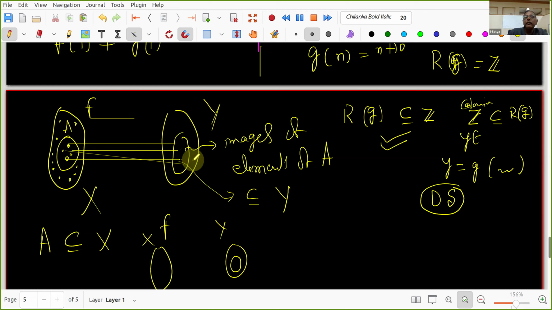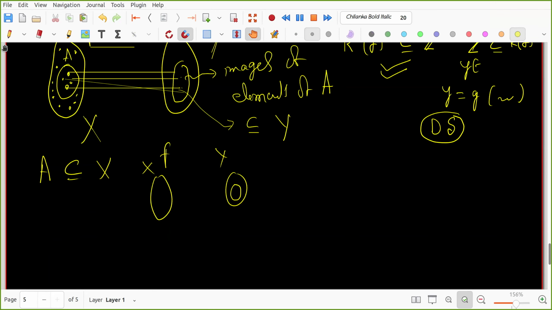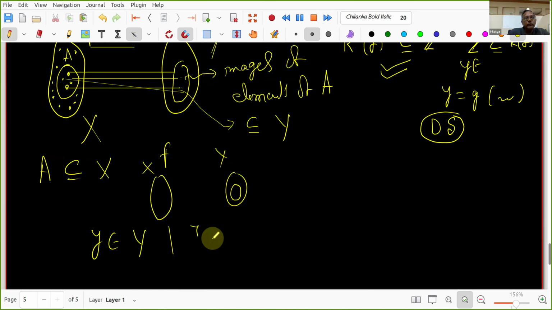How do you denote this? Do you have any idea? How do I denote this? Some guess. You don't know, so I'm asking for a guess. Okay, Arpit, go ahead. So y belongs to capital Y such that there exists x belonging to capital A such that y equals f of x. Wonderful, wonderful actually. Time is running out and you told it nicely.